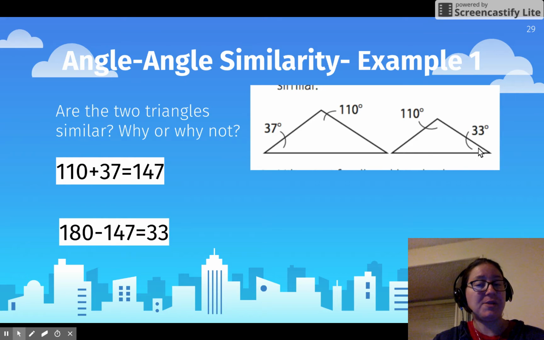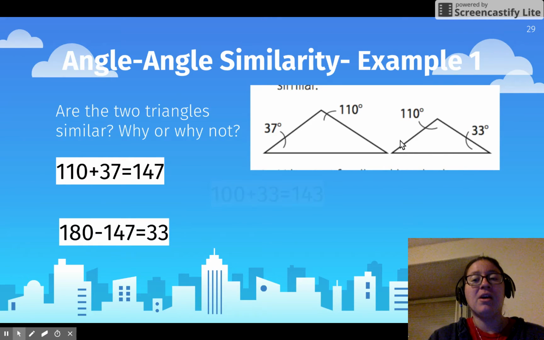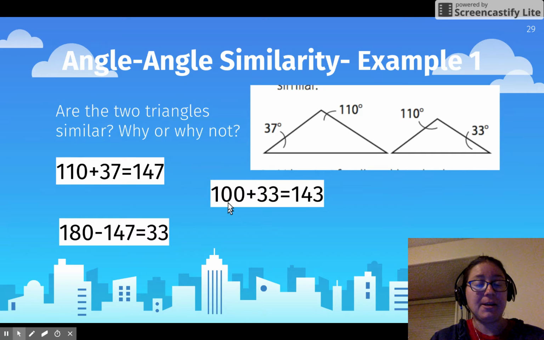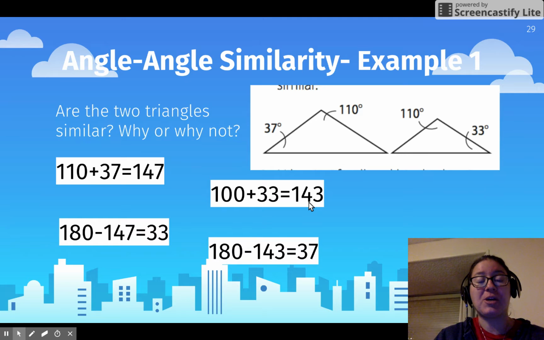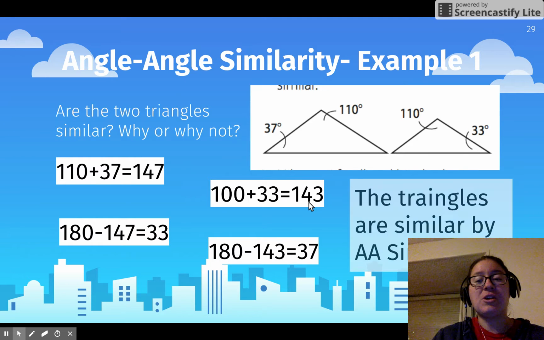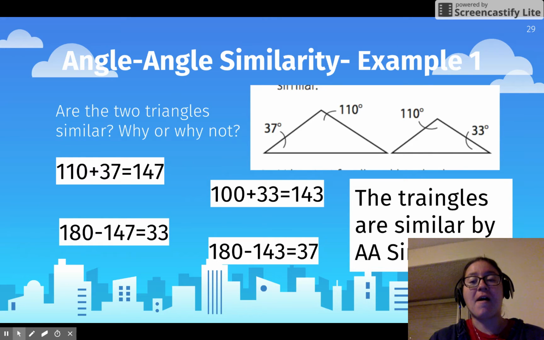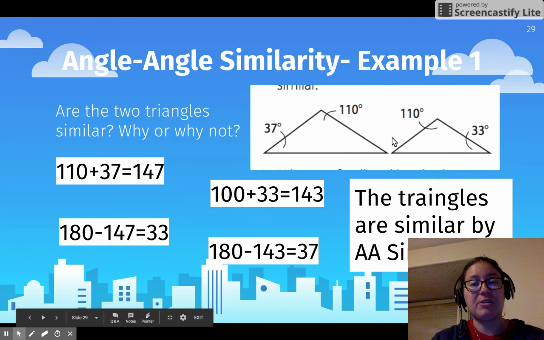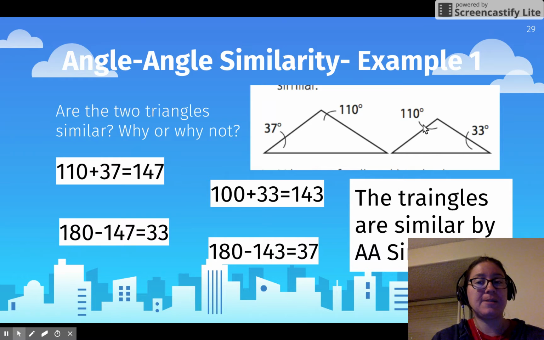But just to be thorough, let's find our missing angle here. 110 plus 33 is 143, and if we subtract from 180, we'll get 37. So according to the angle-angle similarity theorem, which is abbreviated AA similarity, the triangles are similar, which means these triangles are exactly the same shape, just different sizes.